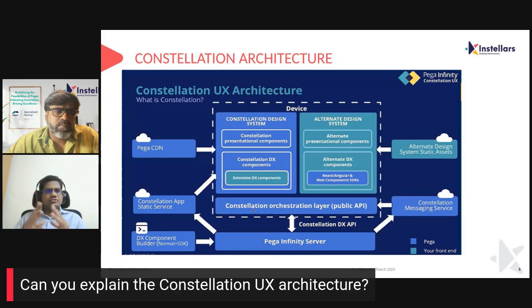So there are several features available in the Constellation orchestration layer. It acts like a JavaScript API, which includes our P-Core and P-Connect APIs, which allow us developers to control how the UI interacts with Pega. It also provides a flexible way and works with any UI component, not only with React or Angular. All these things are taken care of by the Constellation orchestration layer.